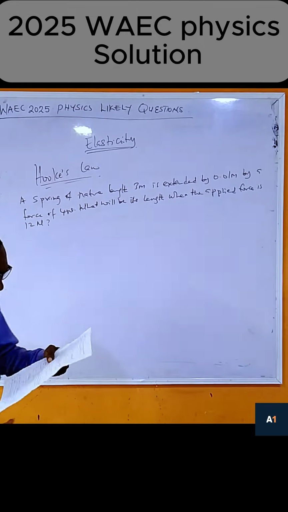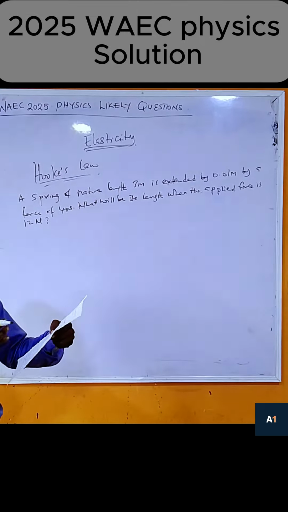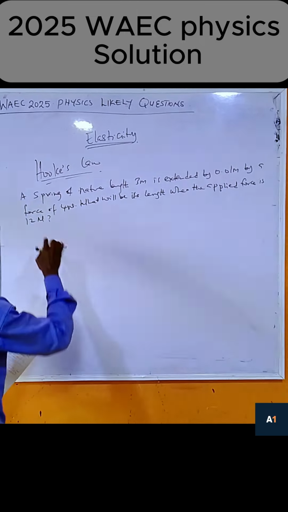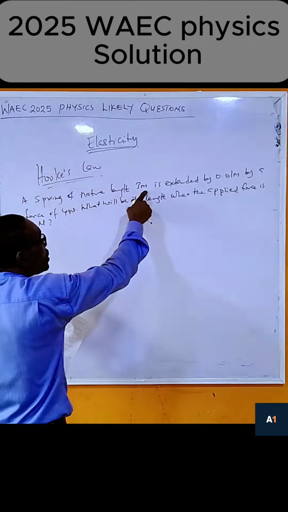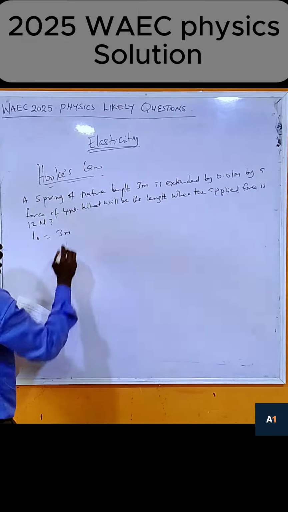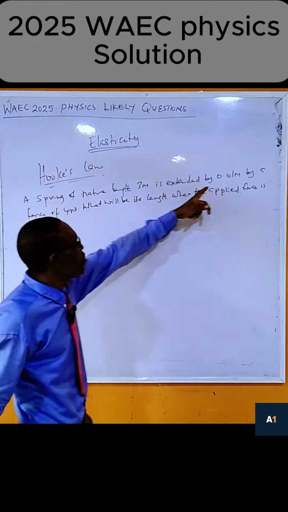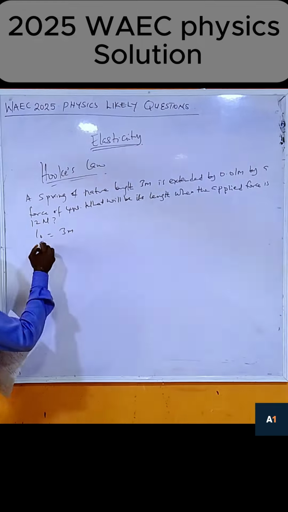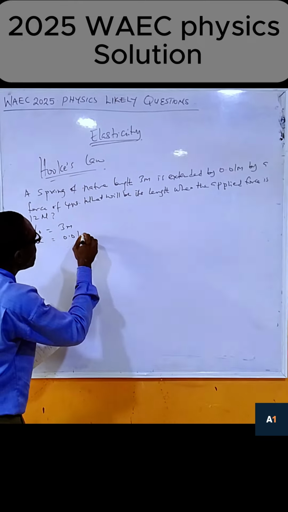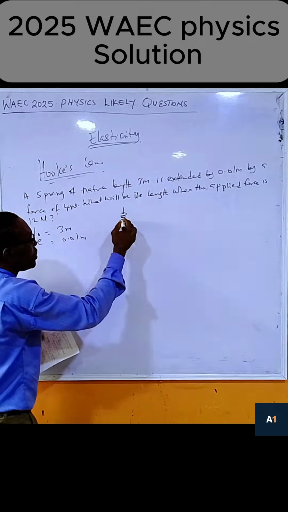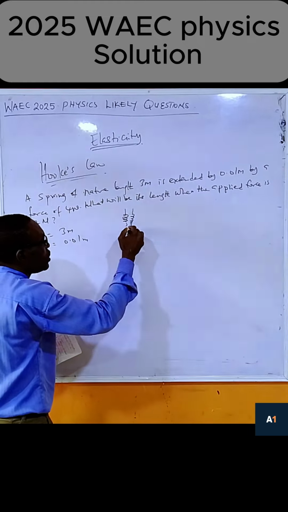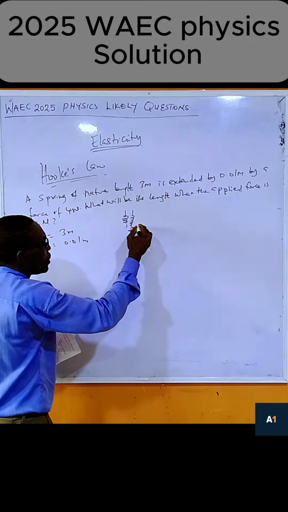Now, what are we looking for? What will be the length when the force is 12 Newton? We want to look at the length. This means a spring of natural length L0 is equal to 3 meters. It is extended, so the extension E is equal to 0.01 meter. When you apply a force to the spring, it extends by 0.01.